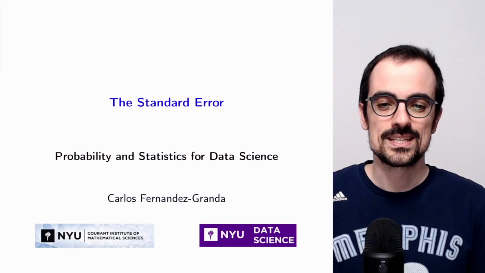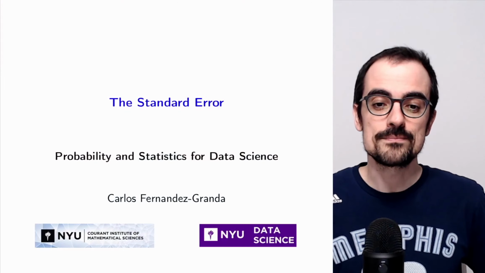Today we're going to continue talking about the estimation of population parameters from limited data using random samples. We're going to introduce a metric called the standard error that allows us to evaluate how well an estimator approximates the parameter of interest for different numbers of data. Let's get to it. We're going to talk about the standard error.